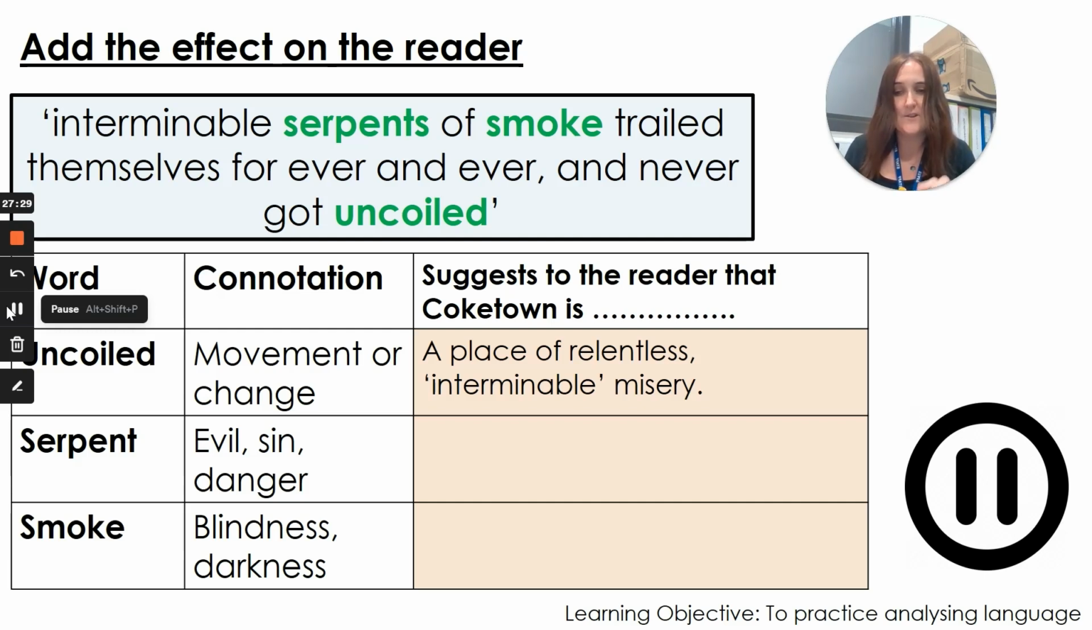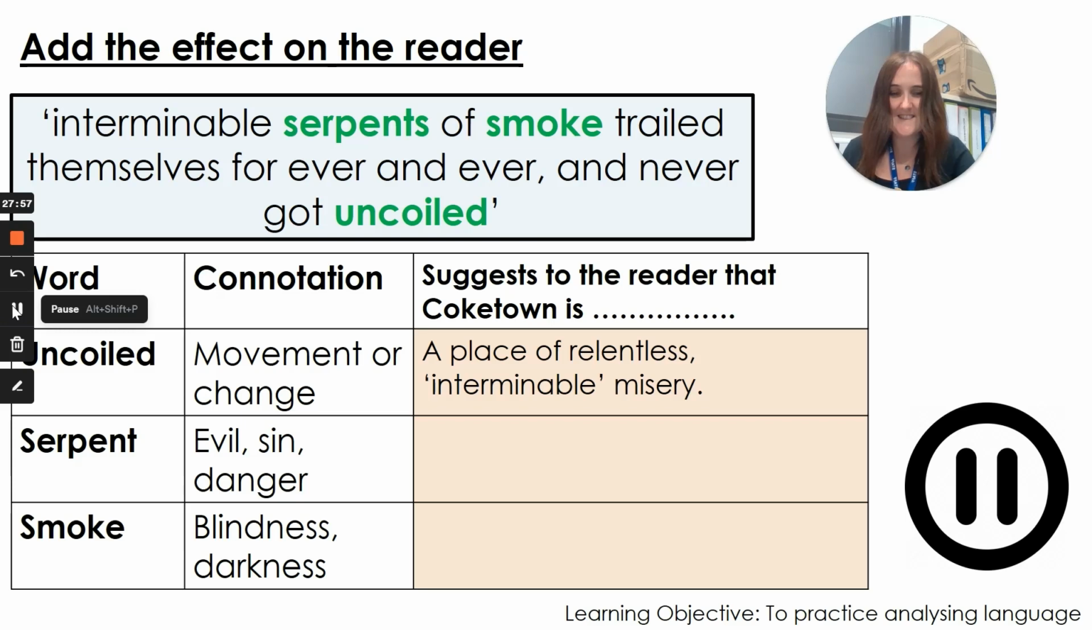Okay, so serpent has connotations of evil or sin. What does that suggest about Coketown? That Coketown is a place of what? Fill that in your box. And the same with smoke. The fact that the town is covered with smoke has connotations of blindness or darkness. What does that suggest to the reader about Coketown? Okay, so press pause, give that your best shot, and come back when you have completed it.